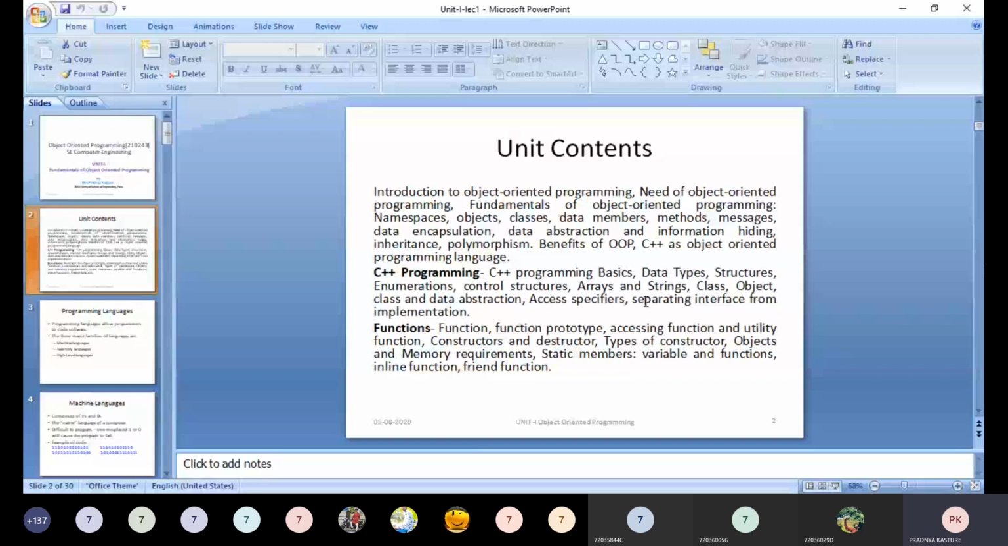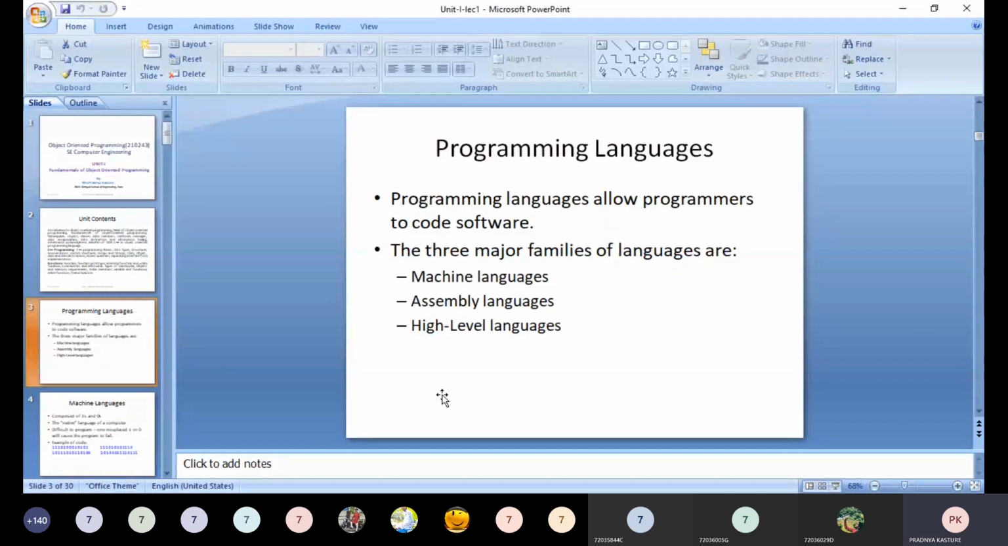Okay, so first we see what we mean by programming languages. Programming languages allow the programmer to code the software. Whatever software we use in real day to day life, this is how we can write it in terms of a programming language. So, there are three types of languages. First is the machine language, second is the assembly language, third is the high level languages.